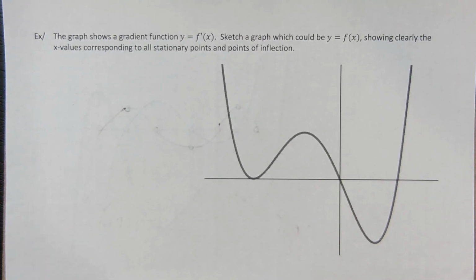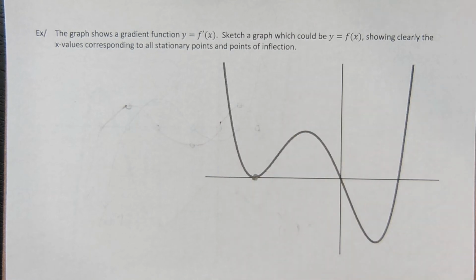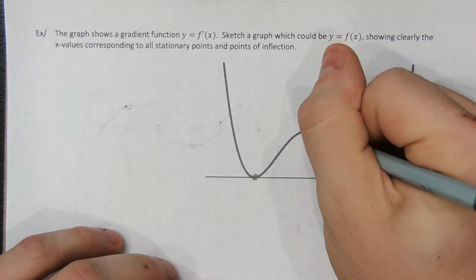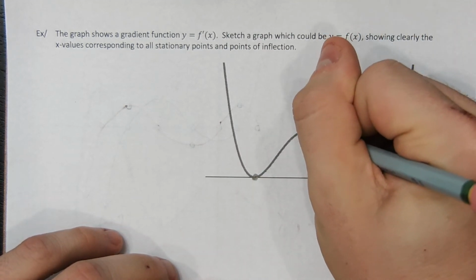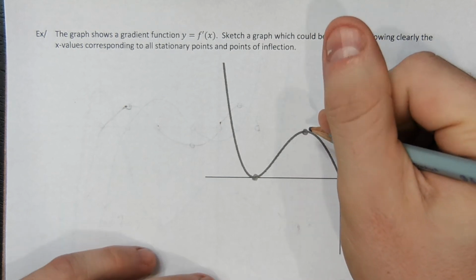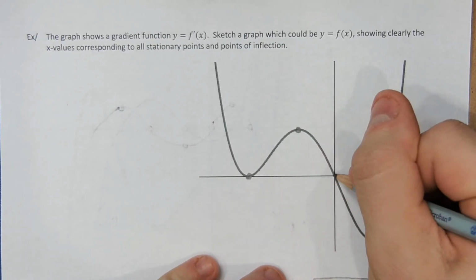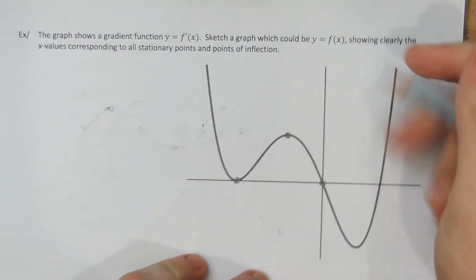Here's the exact same idea. This is an f prime of x, and our job is to sketch the original. So what do we see? We see a flat spot right here. We see a flat spot right here. By the way, this is also an intercept. This is an intercept because this is f prime of x.